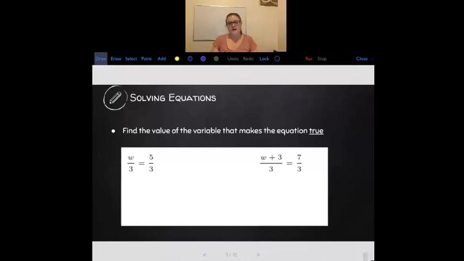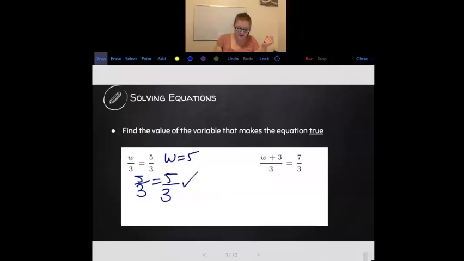So before we start, and this concept is also going to apply to the next lesson, which is solving rational equations. If we look at these equations, w over 3 equals 5 over 3, without picking up your pencil, think of what w has to be. Remember, when you're solving an equation, you're finding the value that makes the equation true. In this case, w would have to be 5, because if you substitute it in, 5 over 3 equals 5 over 3, which is true.